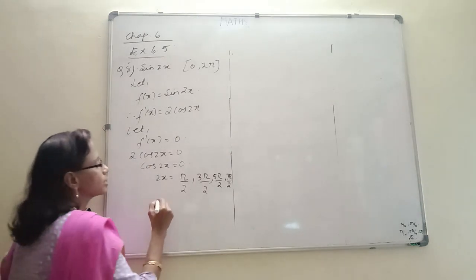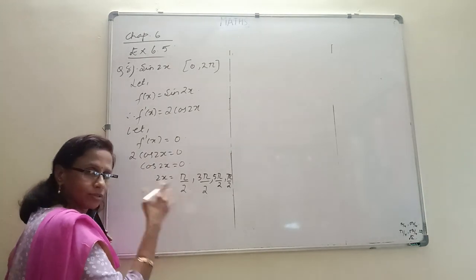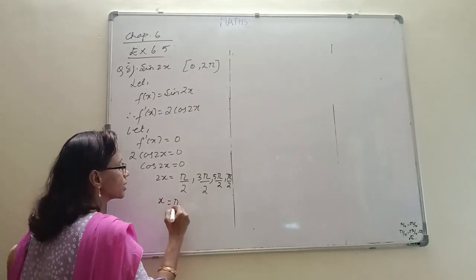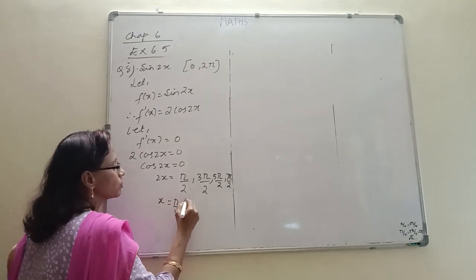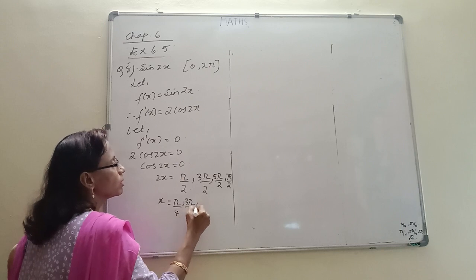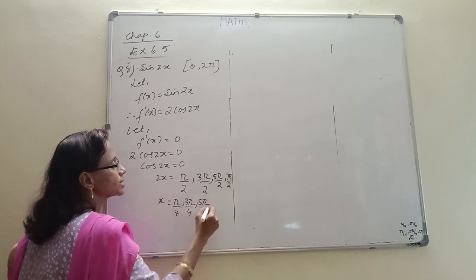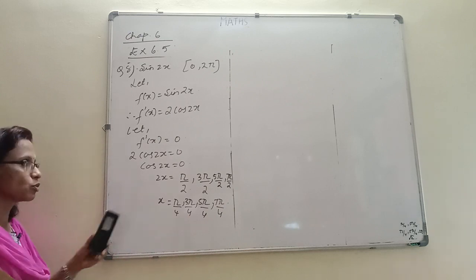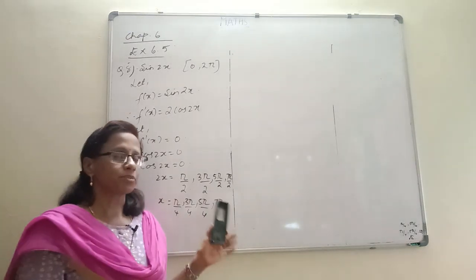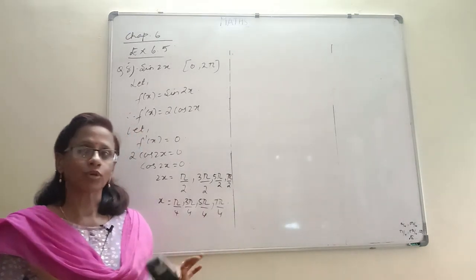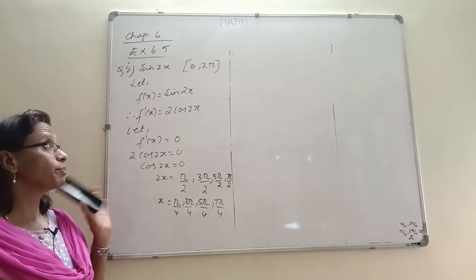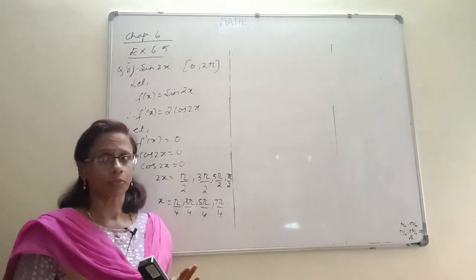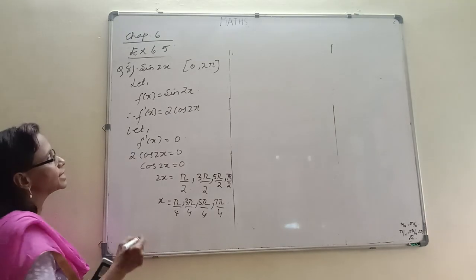Let's get the x there. Dividing by 2 on the other side, it will be pi over 4, 3 pi over 4, 5 pi over 4, and 7 pi over 4. So these are our values of x. So many critical points are there. We have to find the value at all of them to determine the maxima, apart from the extreme values 0 and 2 pi. So let's get these first.